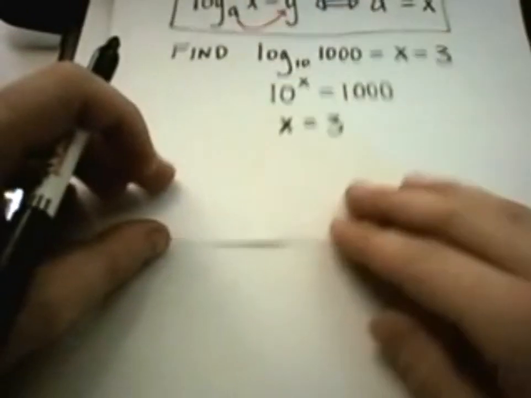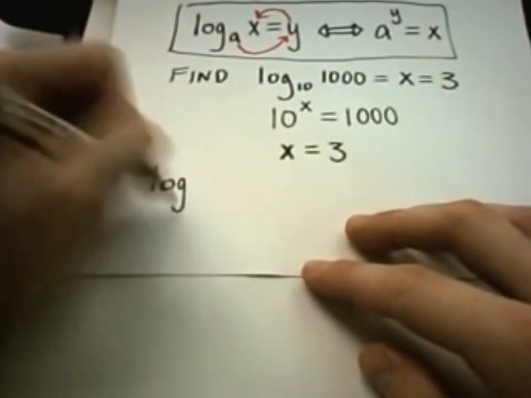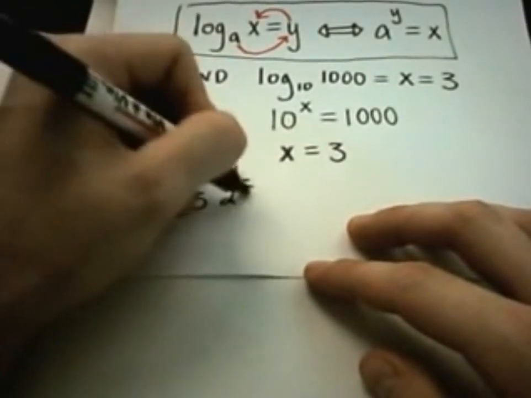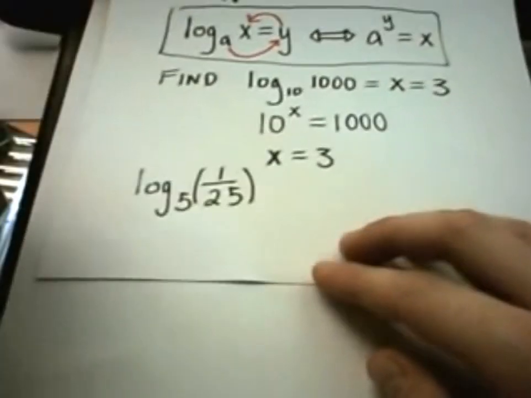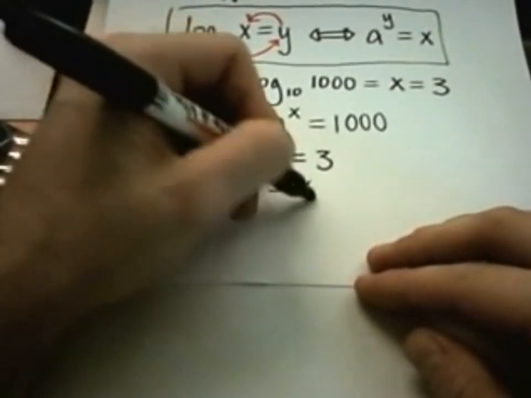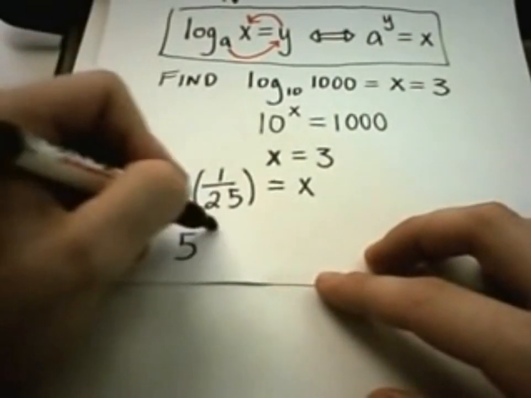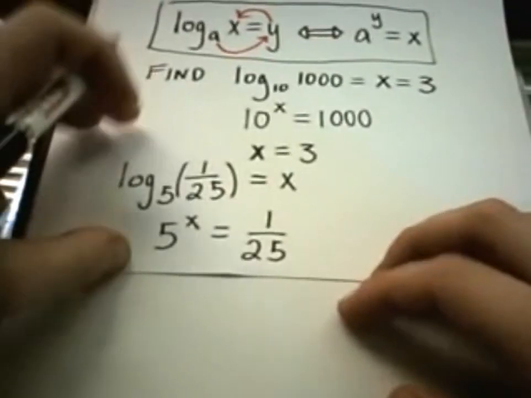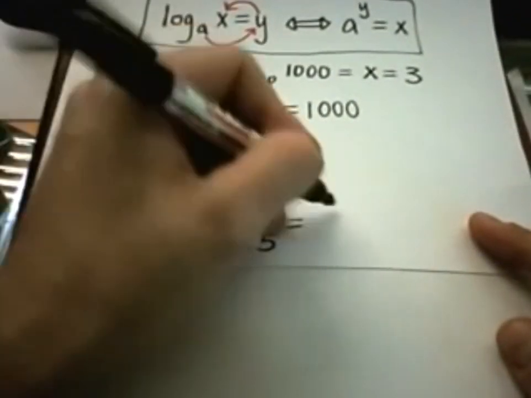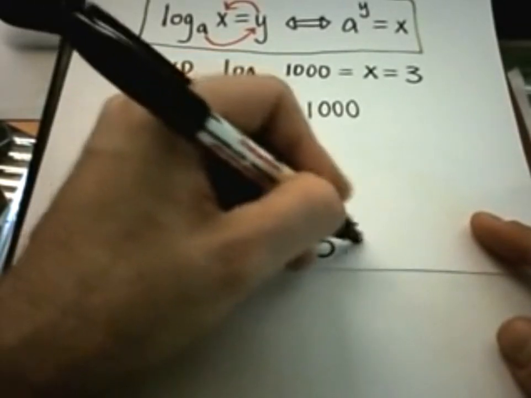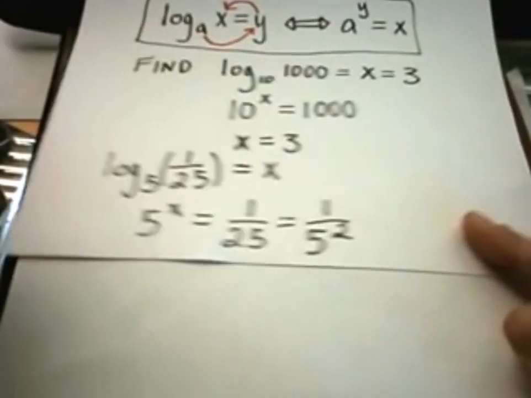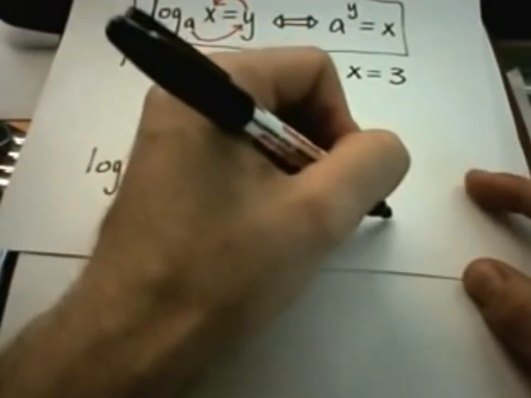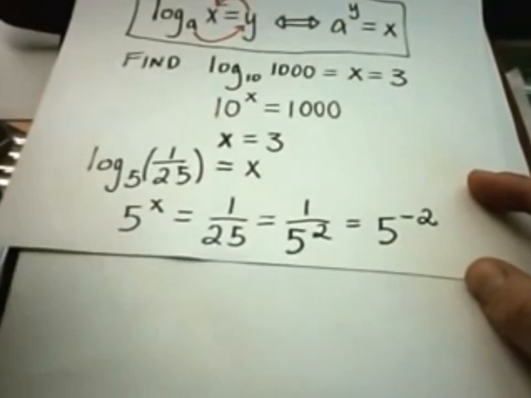Let's do one more here. Suppose I have log base 5 of 1 over 25. So same way, this equals some number x. Well, I can rewrite it as 5 to the x equals 1 over 25. But notice I can write 1 over 25 as 1 over 5 squared, right? 5 squared is 25. And remember, through properties of exponents, I can bring this 5 to the numerator by making the exponent negative.